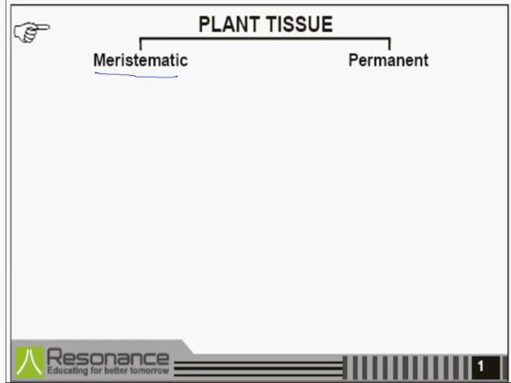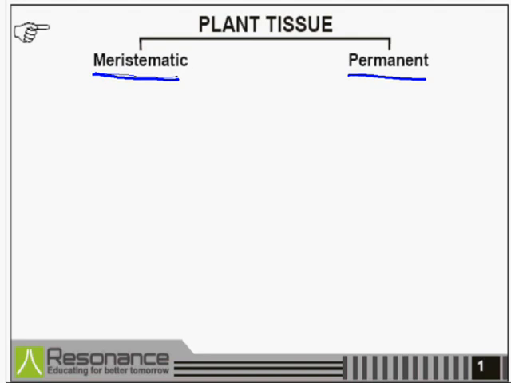Today we discuss plant tissue. Plants are multicellular organisms. They are made up of many cells. Plants have tissues. These tissues are divided into two groups. One is the meristematic tissues. Another is the permanent tissues.